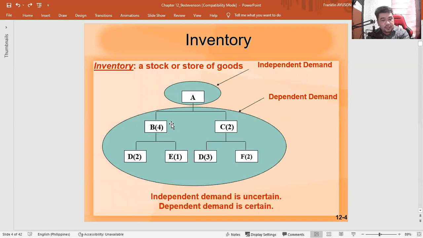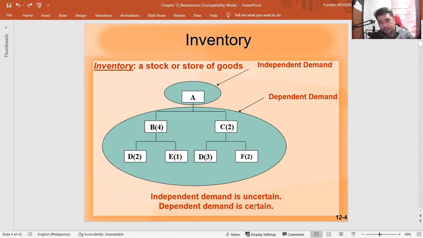So initially, an inventory is a stock or store of goods. Basically, we treat these stocks as our assets. So we purchase assets or stocks and make them part of our inventory. Now, the different types of items in our inventory are based on two types of demand: the independent demand, which is the uncertain demand, and the dependent demand, which is the certain demand for the organization.